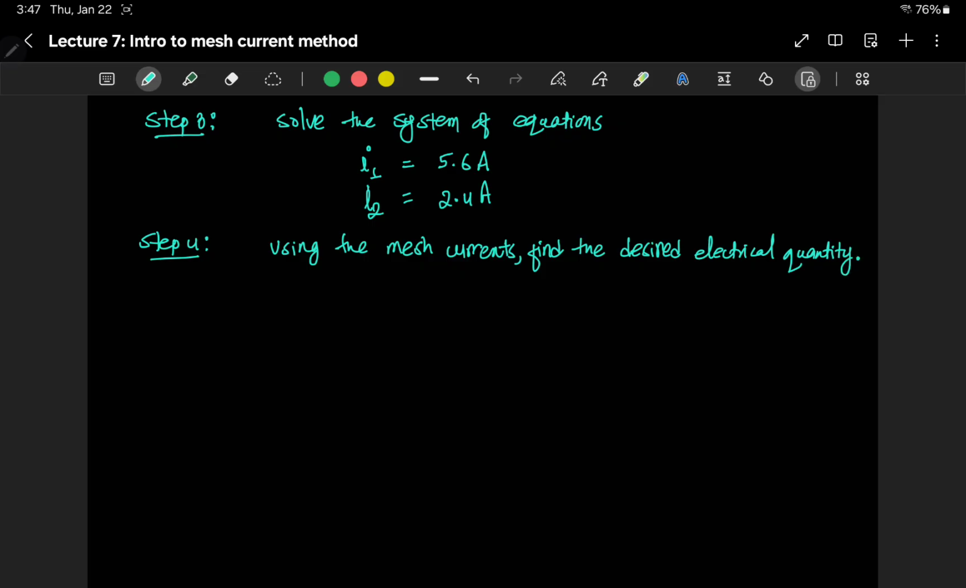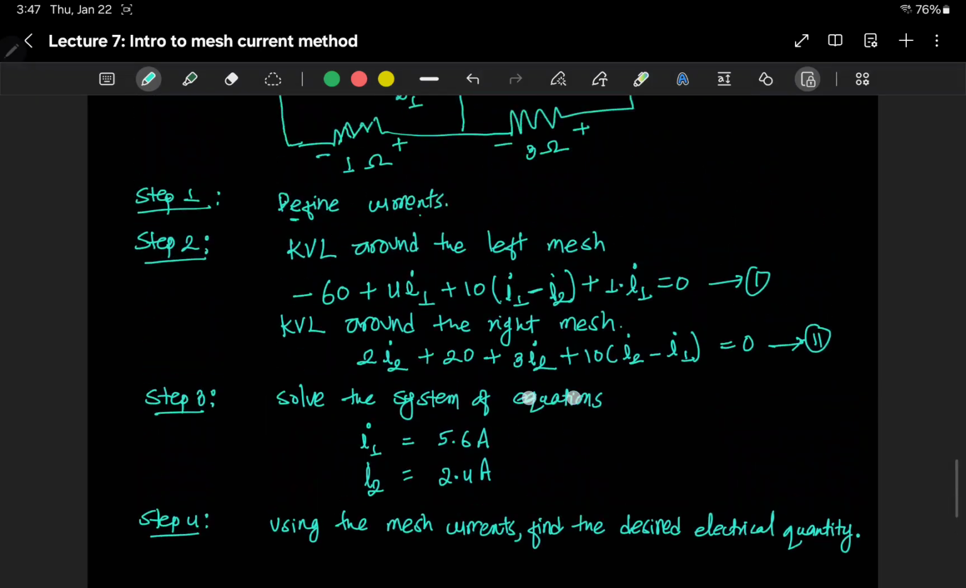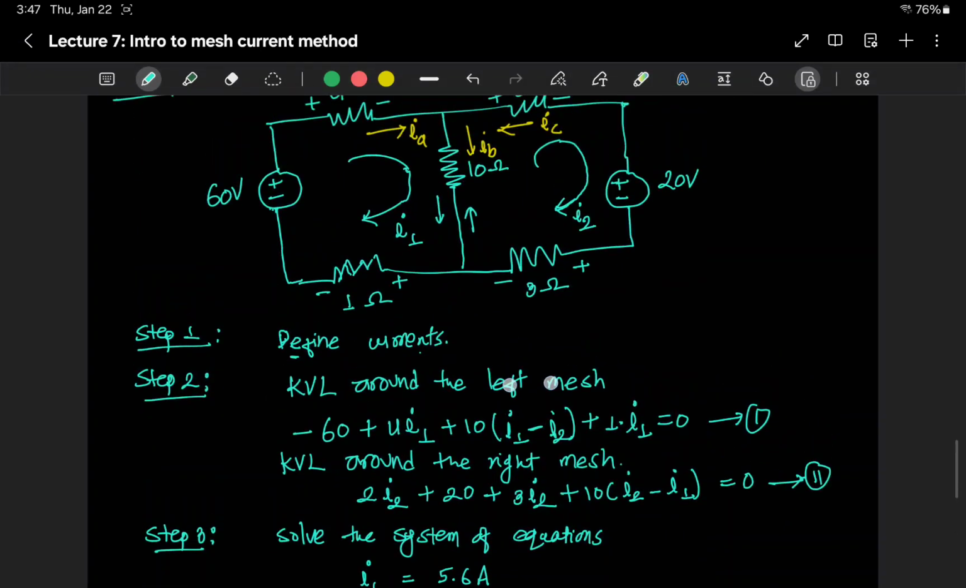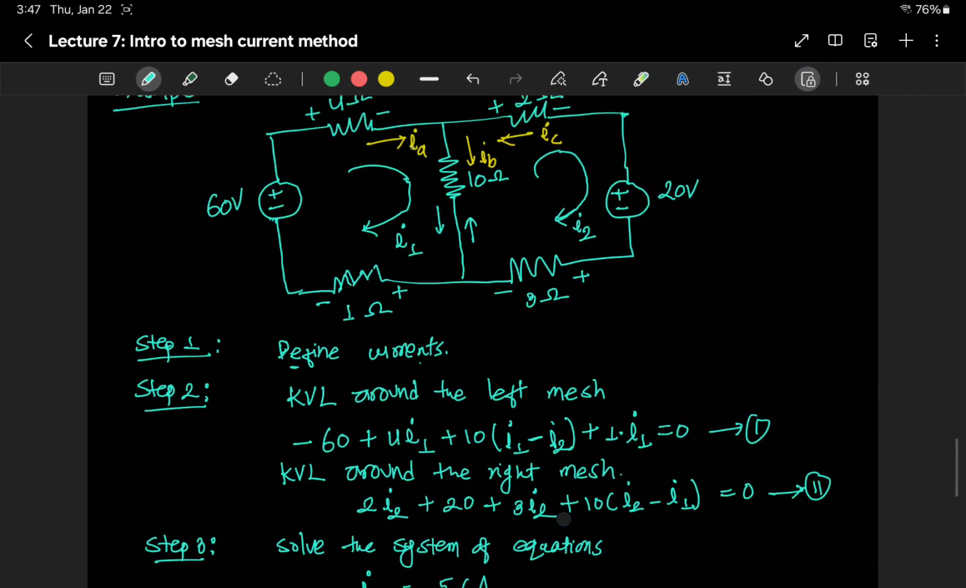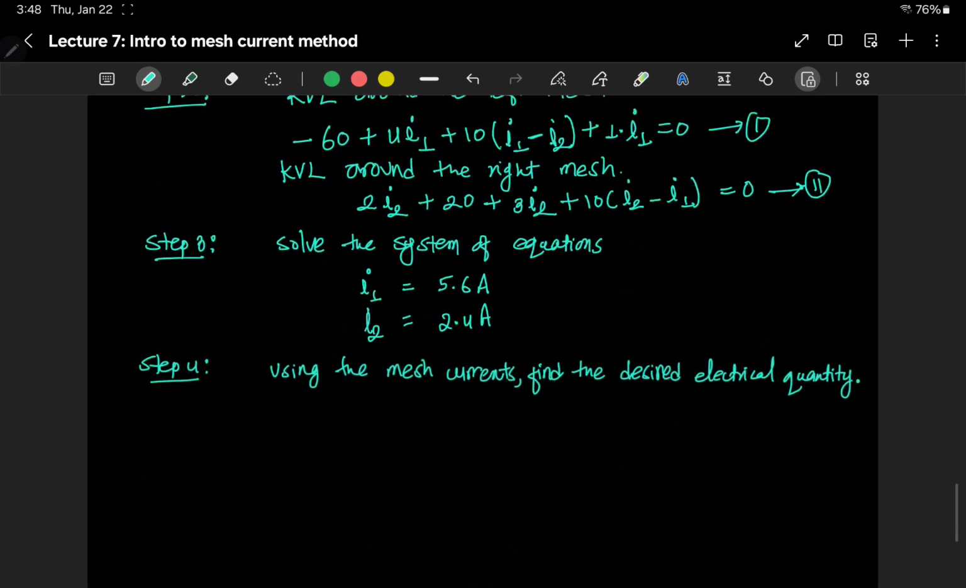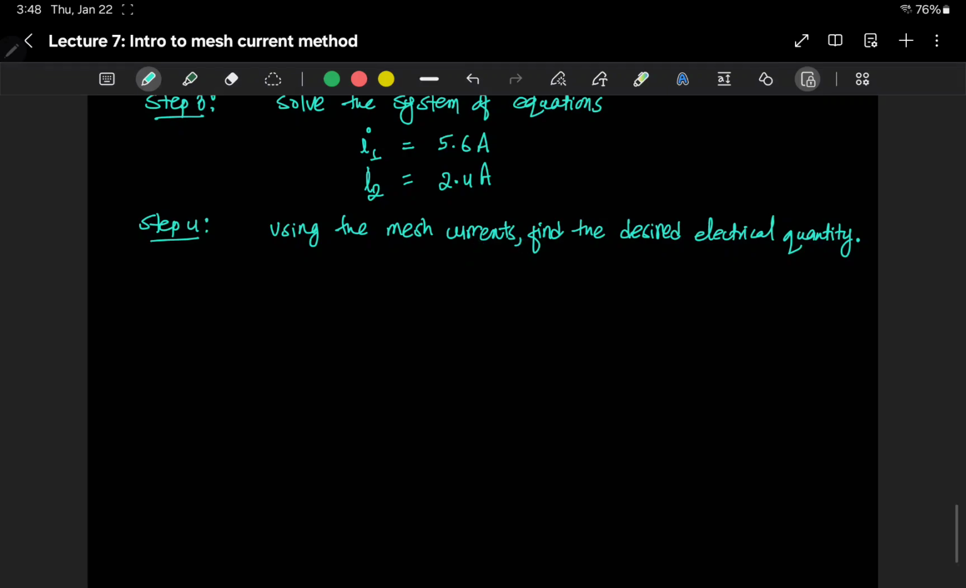So now we can write IA, IB and IC in terms of I1 and I2. So here IA is equal to I1 because they are in the same direction. IC is in the opposite direction of I2, so IC is basically minus I2. And IB, if it's following this direction, will be I1 minus I2. So we can now get the required currents using the mesh currents.